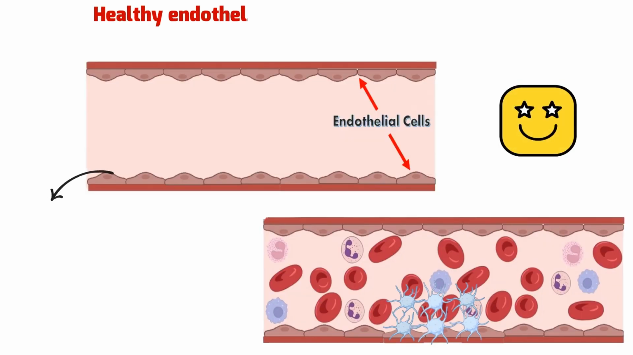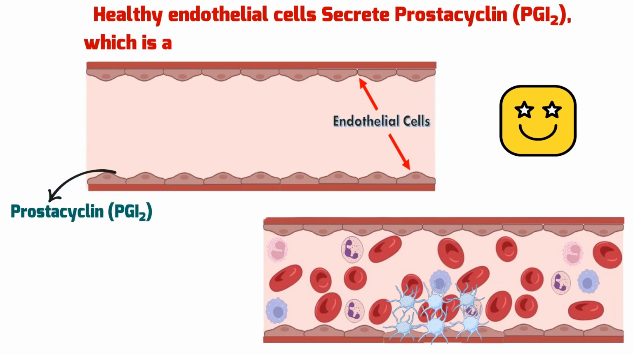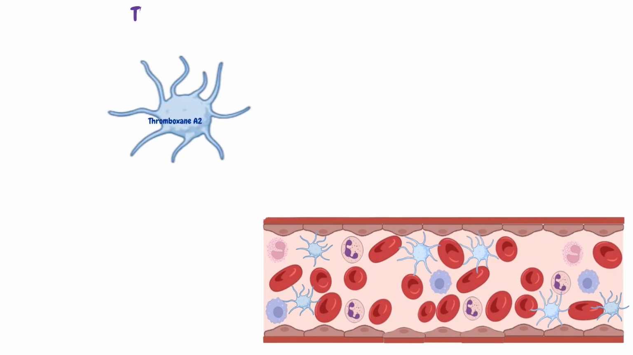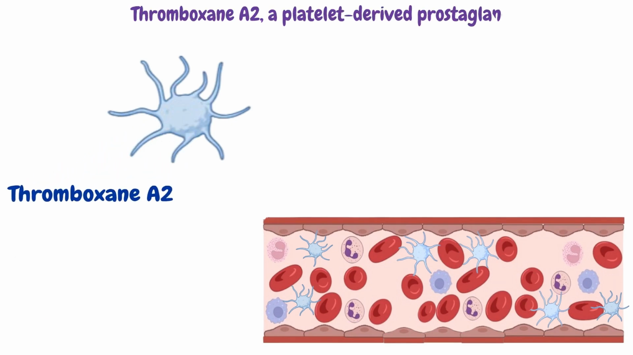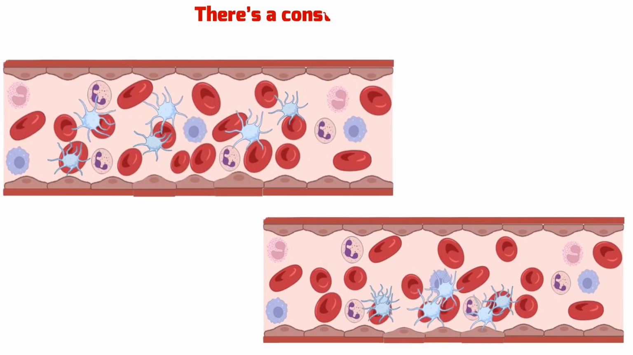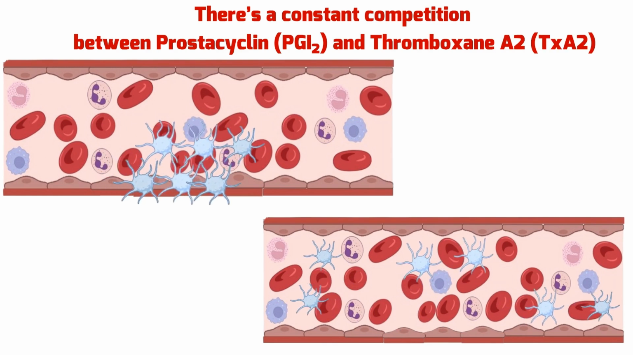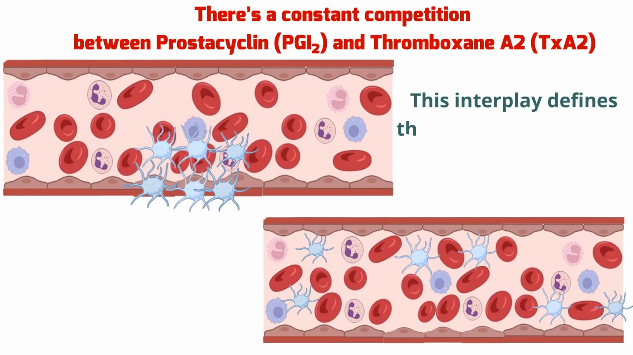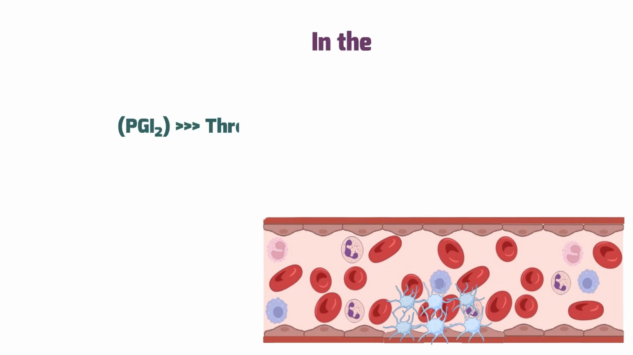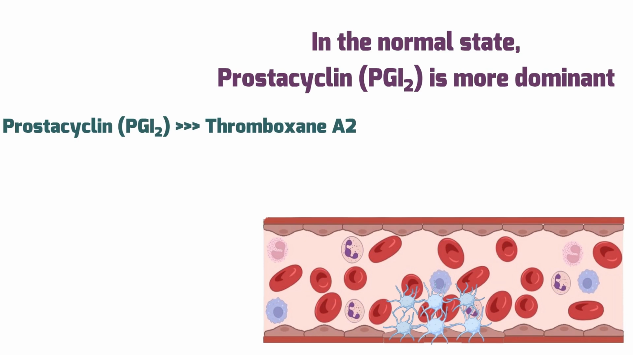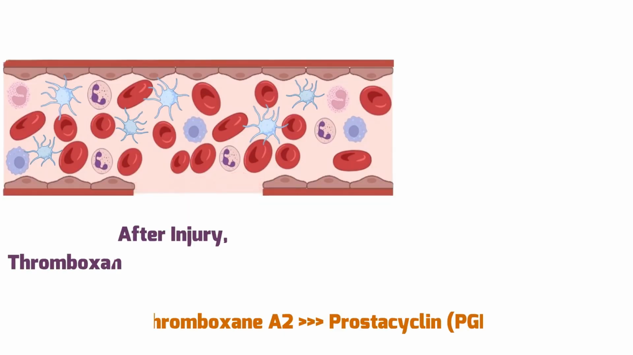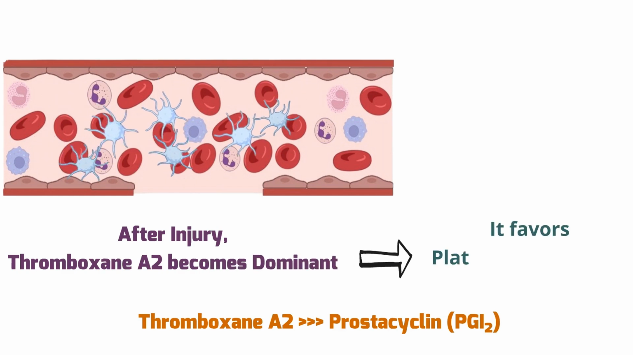Healthy endothelial cells secrete prostacyclin, which is a vasodilator and inhibits platelet aggregation. On the other hand, thromboxane A2, a platelet-derived prostaglandin, is a vasoconstrictor and promotes platelet aggregation. There is a constant competition between prostacyclin and thromboxane A2, and the interplay between them defines the balanced regulation of platelet function. For instance, in a normal state, prostacyclin is more dominant and it prevents intravascular platelet aggregation. But after injury, thromboxane A2 becomes more dominant and it favors platelet aggregation.